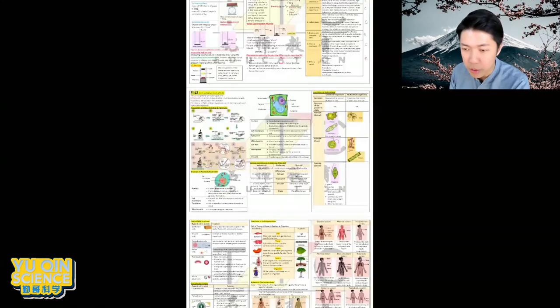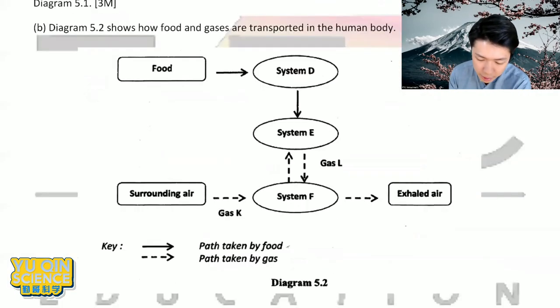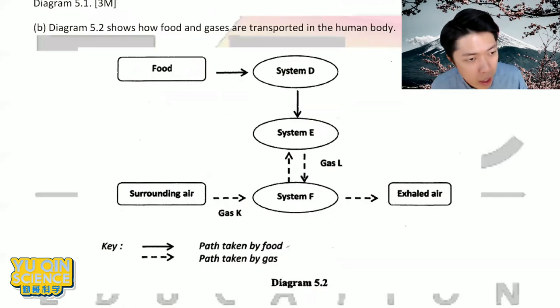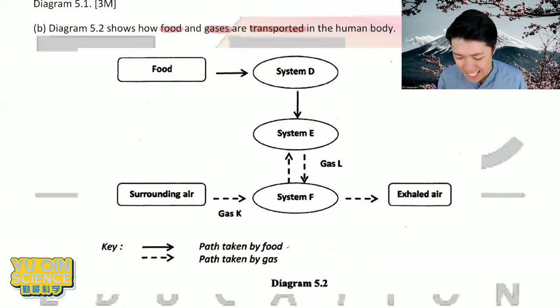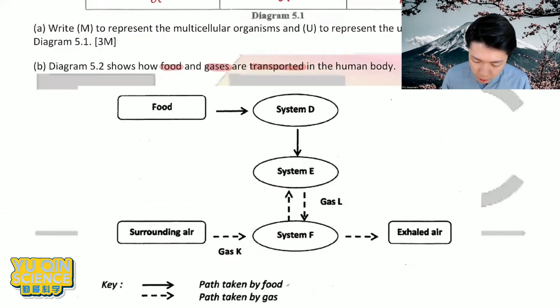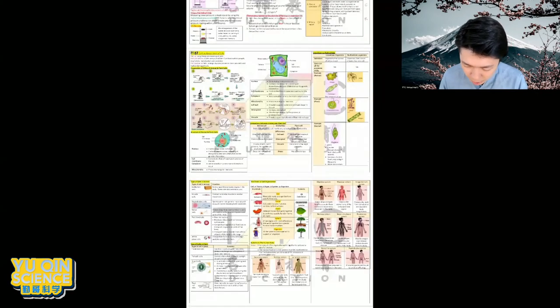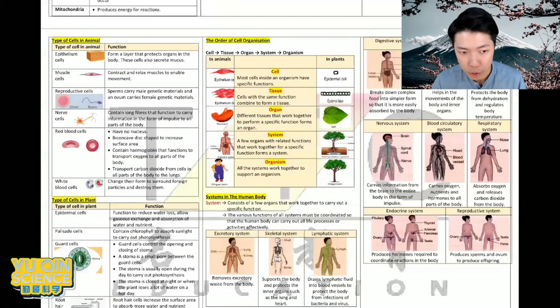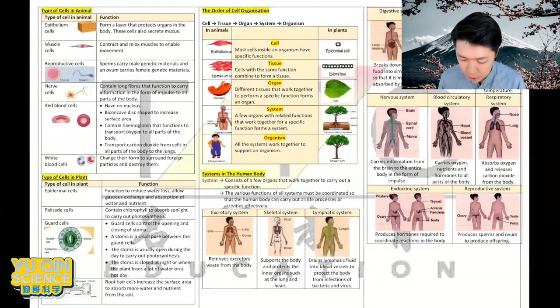So there you go. Next one, shall we? Diagram 5.2 shows how food and gases are transported in the body. Okay, I think we're talking about all the systems because I see the word systems here. So I think we're at the system page. In the meantime, you may flip to the system page of your chapter 2. This one, you will see a lot of systems.